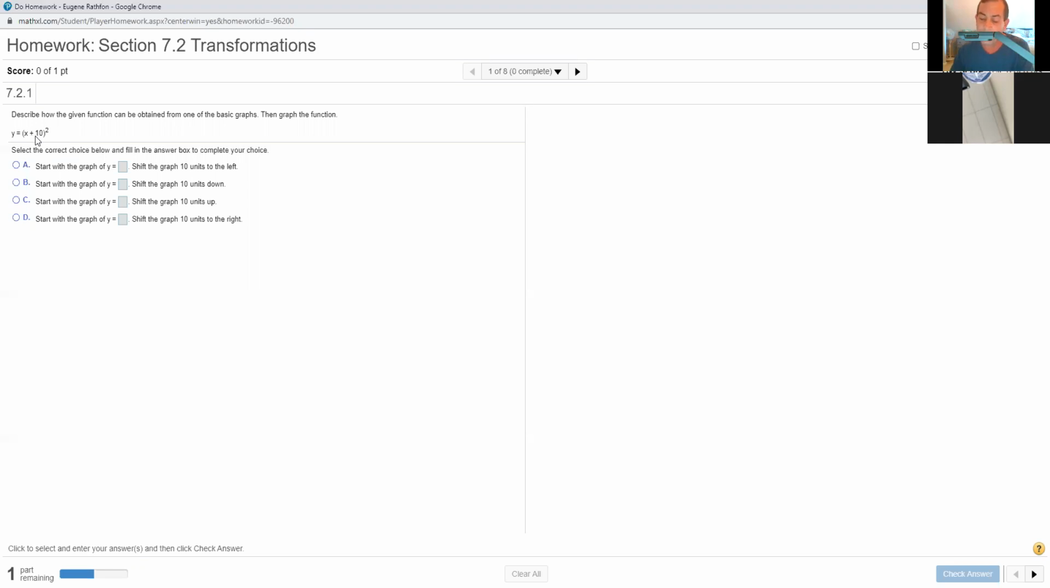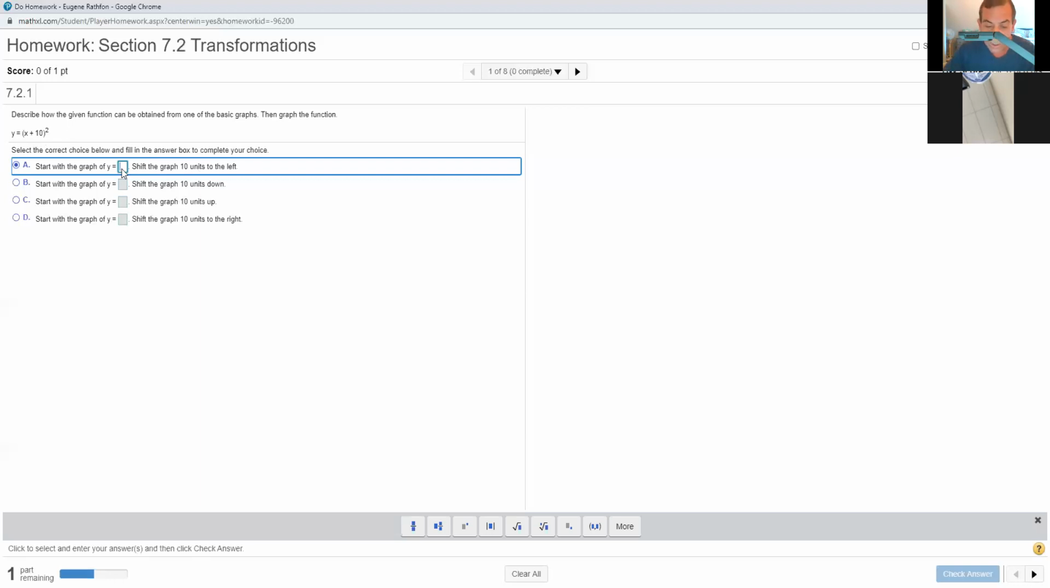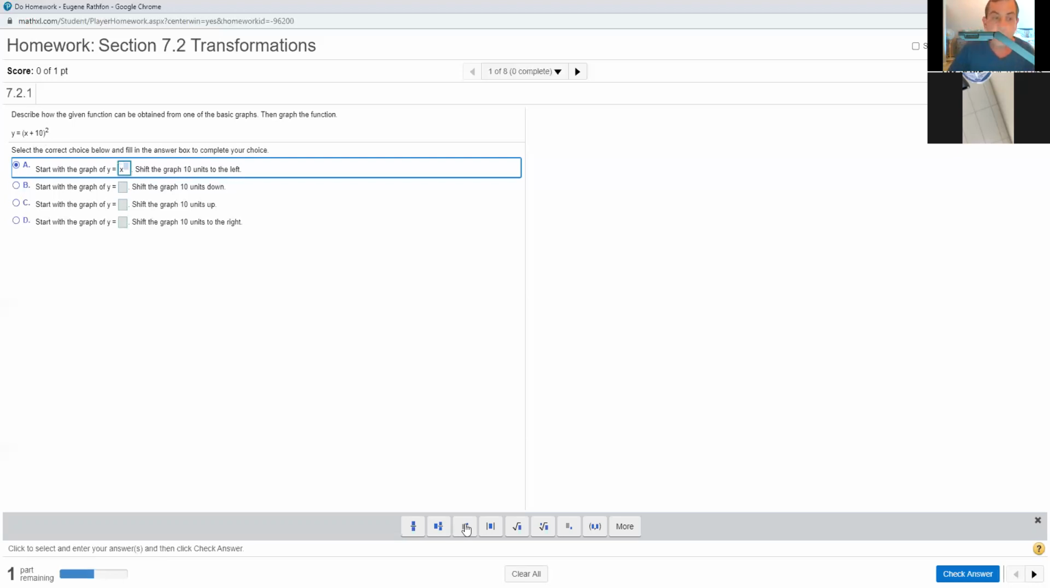So you notice that I gave you the 3 transformations. To be a vertical, this 10 would have had to be added outside of the parentheses. So this is definitely inside the parentheses with the x, so it's going to be a horizontal move. Now remember, we said if a was positive, which is 10, it's going to move left. So we want to pick the choice here that says go left, which was my A. So you're going to click that. And then we've got to put in here that we're starting with the graph of x squared. So I would put my x and then come down here to do my exponent and put in my 2.